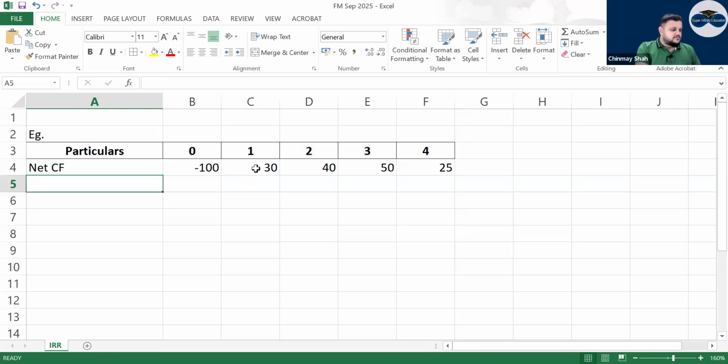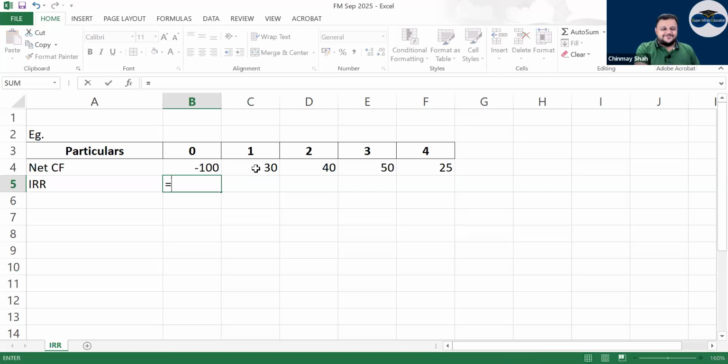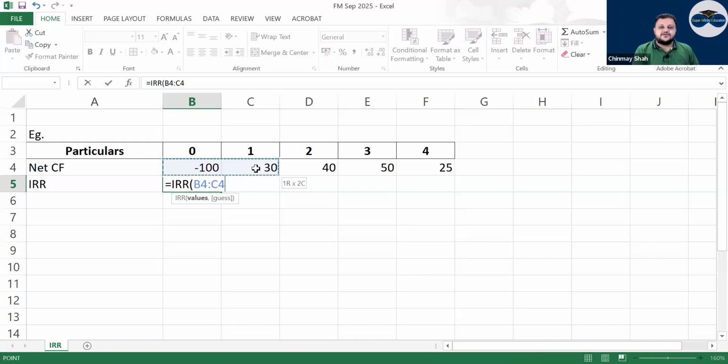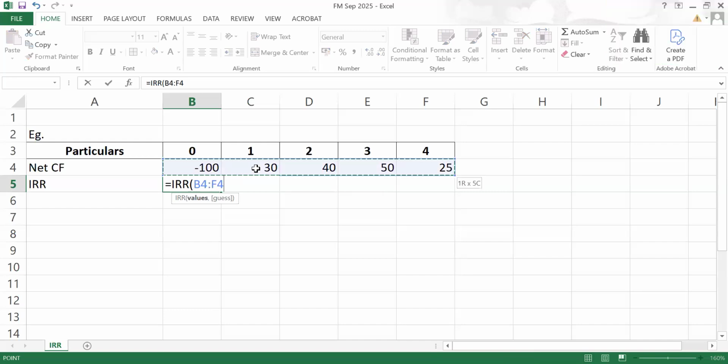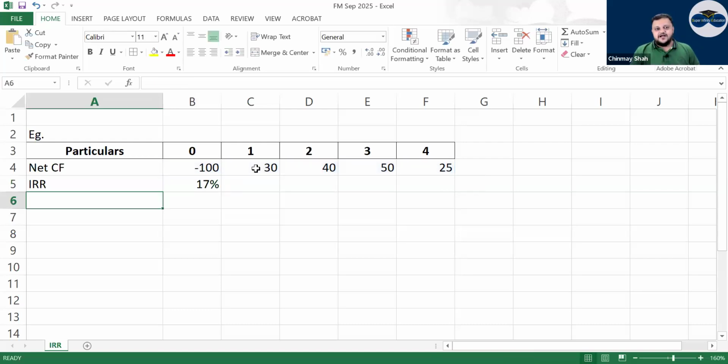Correct. Then you have to calculate IRR, right? How do you calculate IRR in the spreadsheet method? Is my question. Sir, it is equal to IRR. Select the whole range directly: equal to IRR, bracket open, select all the years from year 0 to the end of the project, and close the bracket. Enter. How much is it?